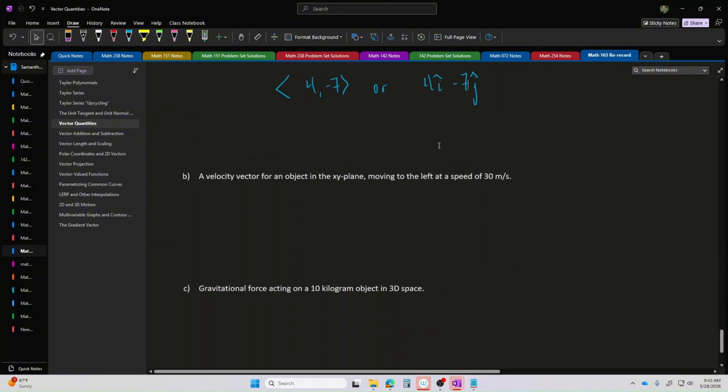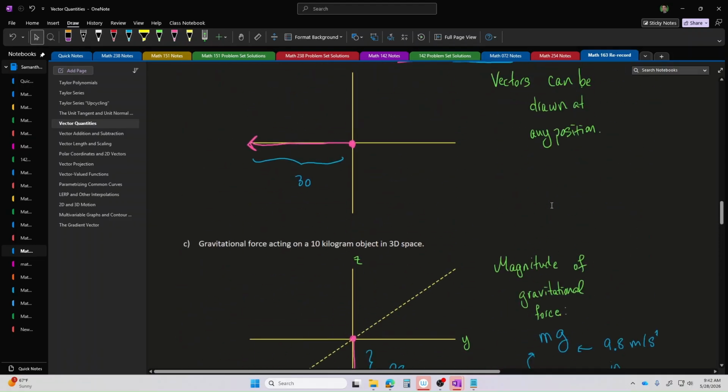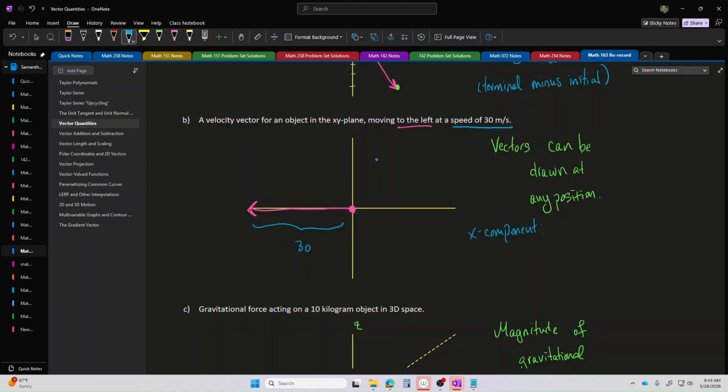Let's find the components of the velocity vector from part B. The velocity vector for this object was moving directly to the left at the speed of 30 meters per second. So what we see is that if you position, for example, the tail at the origin, to reach the arrowhead, I would have to move 30 units in the negative x direction. So the x component of this vector would be -30. I have to go 30 units in the negative x direction to reach the arrowhead.